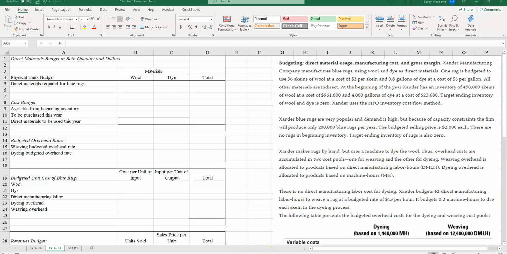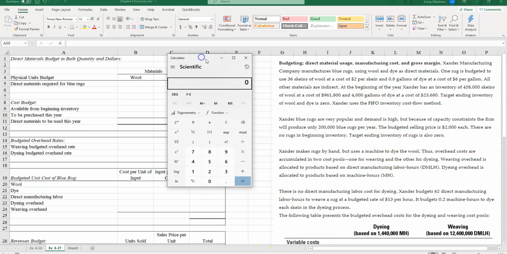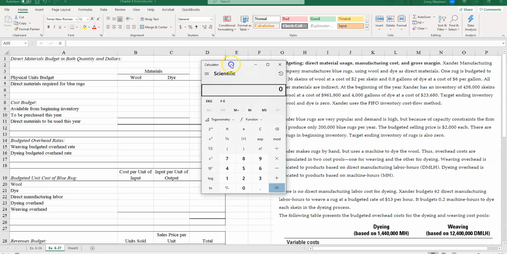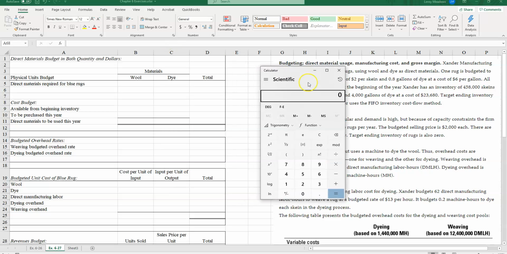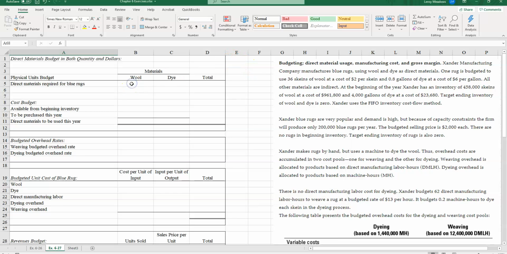Well, I'm going to look at my problem here, and it says that one rug is budgeted to use 36 skeins of wool. So if I'm going to have 200,000 rugs made, and it takes 36 skeins of wool, I'm going to need 7,200,000 skeins total. So 7,200,000 skeins.